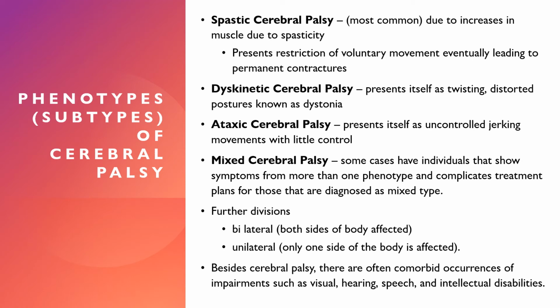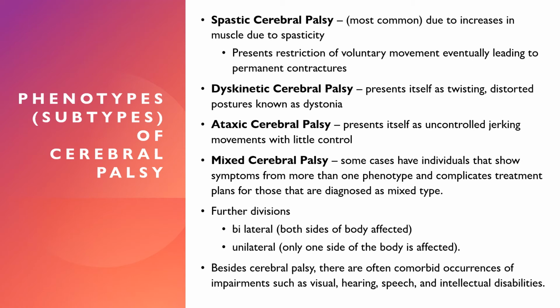Ataxic cerebral palsy presents as uncontrolled jerking. It's movements with little control. So it's a lot of movements, jerking, twitching, parts of the body being moved in certain directions that don't look like what we might consider natural movements, where the individual does not really have much control.